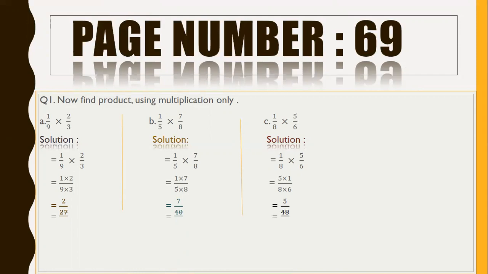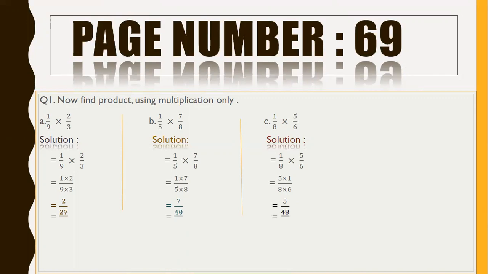You will write these two numerators in one fraction and also the denominators. 2 ones are 2 and 9 threes are 27. We cannot simplify this more, so 2 over 27 will be the required fraction of the product of 1 over 9 into 2 over 3. Come to the next part.